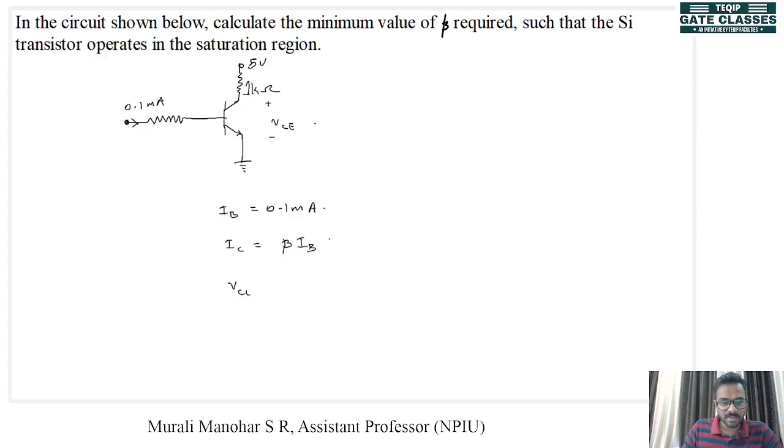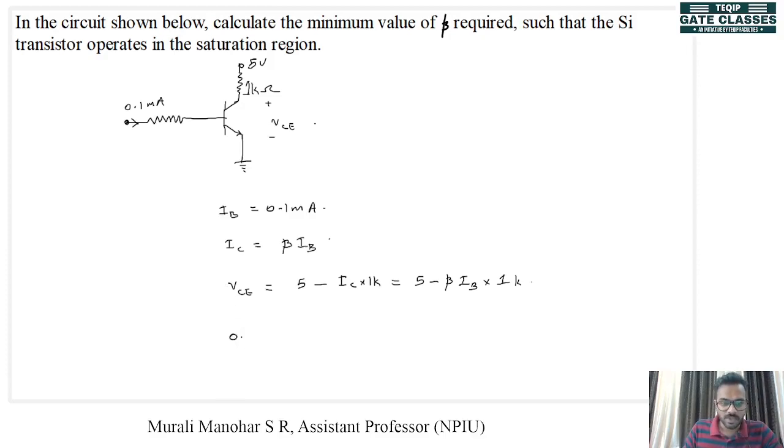Now VCE can be written as 5 minus the drop in this resistance, that is the 1 kilo ohm resistance, so IC into 1 k. Now that is 5 minus, IC is beta IB, so beta IB into 1 k. Now we know that if the transistor is to be operated in the saturation region, the value of this VCE must be equal to VCE sat. So we can equate it here.